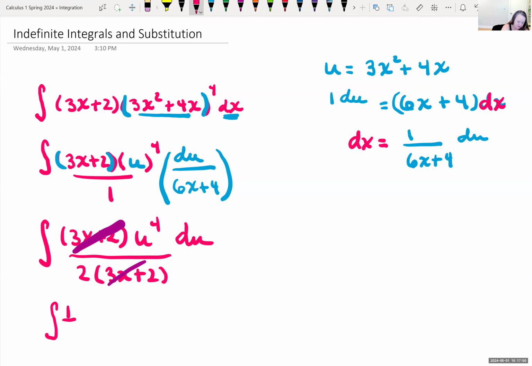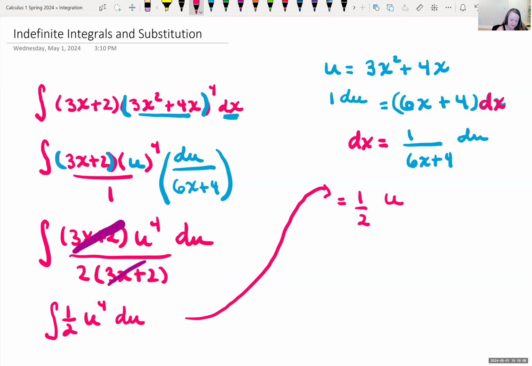This is 1/2 u to the fourth power du. Pull the 1/2 out front. We're going to add 1 to our exponent, so adding 1 to 4, I get 5. Divide by my new exponent of 5. Then I add my c because it's an indefinite integral. So this is the same thing as u to the 5th over 10 plus c.